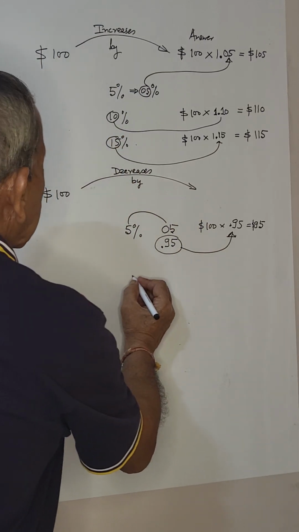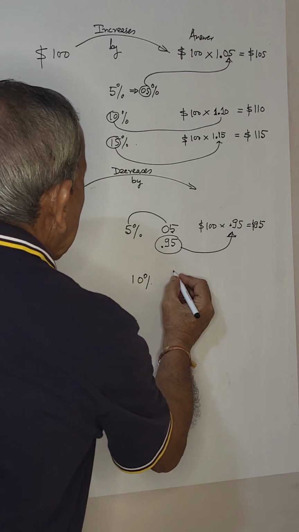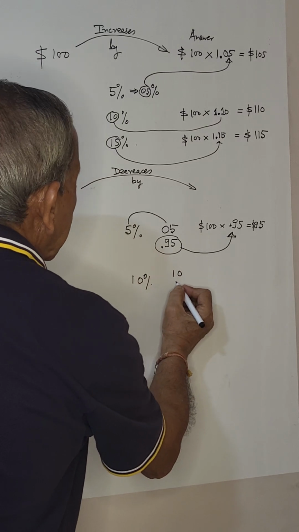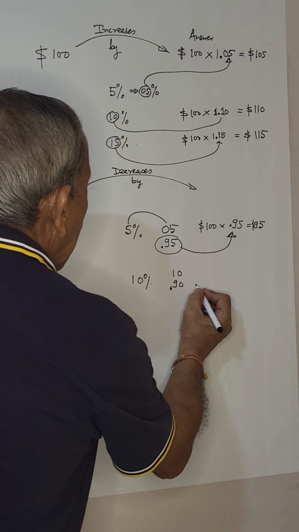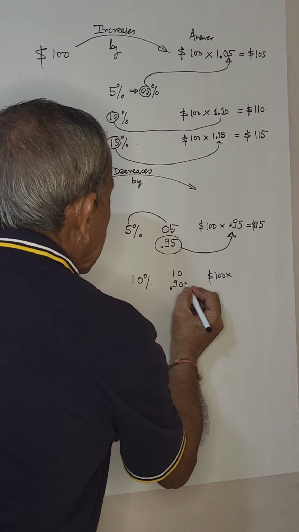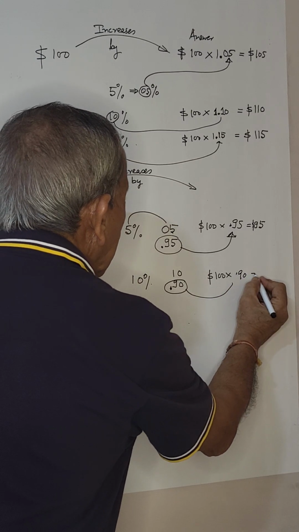If it is decreased by 10%, like 10 here, subtracted from 100, you get 90, place a decimal here, and you multiply your amount by this, that is 0.90, and you get $90.